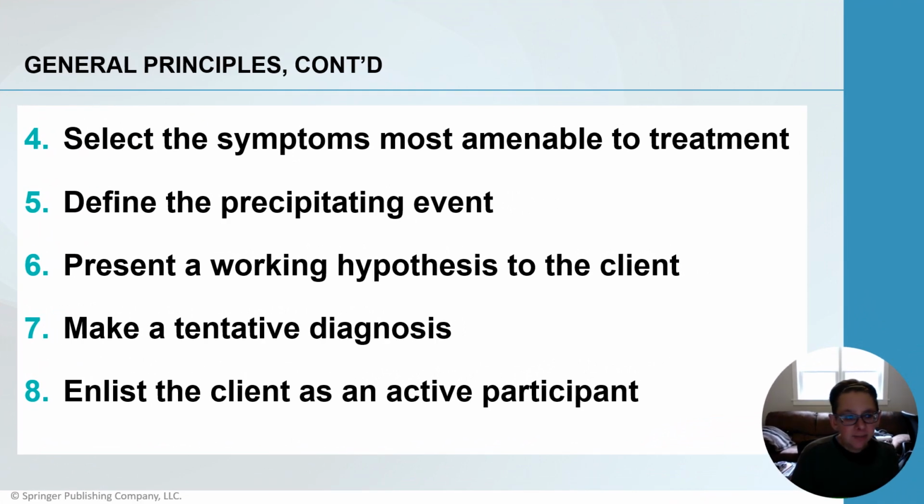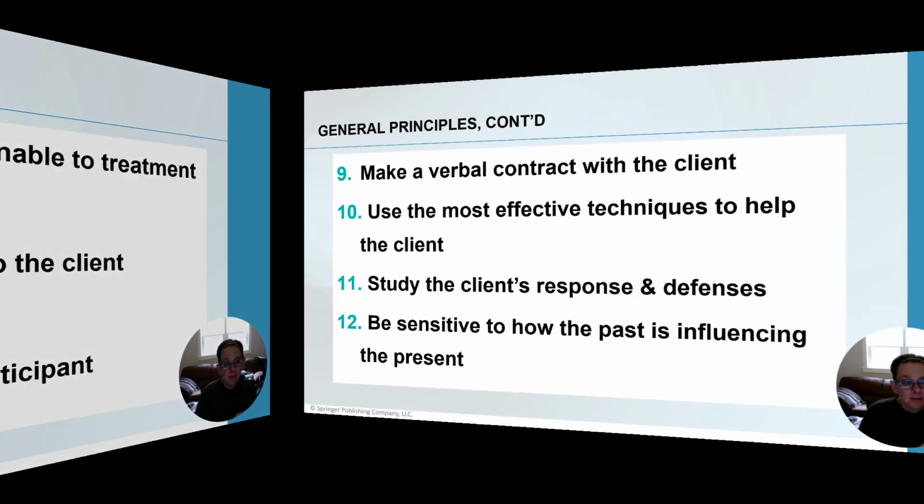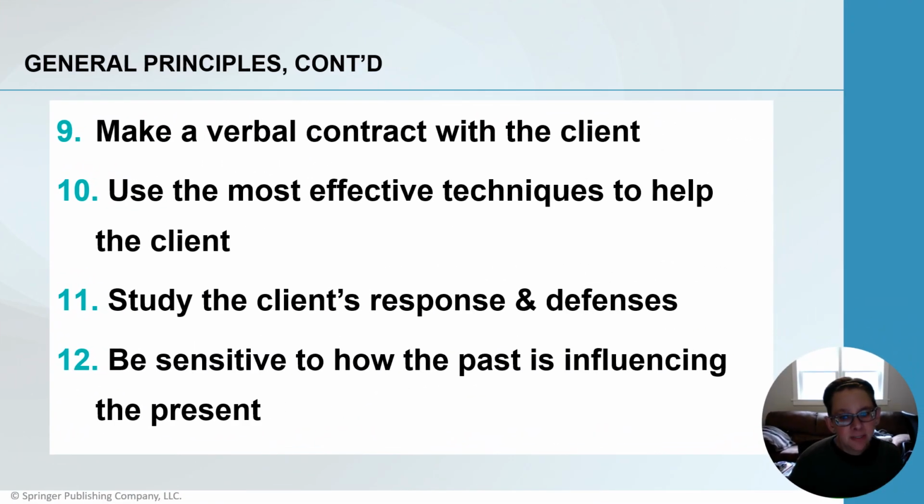And they may have a lot of things going on, and a lot of people wait too long. They just have this buildup of things. So select the symptom most amenable for treatment, then define the precipitating event, present a working hypothesis to the client, make a tentative diagnosis, and enlist the client as an active participant. And then again, this is all very specific with the patient: making a verbal contract, using the most effective techniques to help the client, studying their responses and defenses, and being sensitive to how the past is influencing the present. And that's very psychodynamic, how the past is influencing the current.